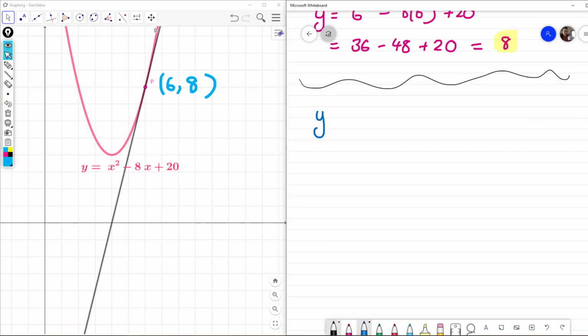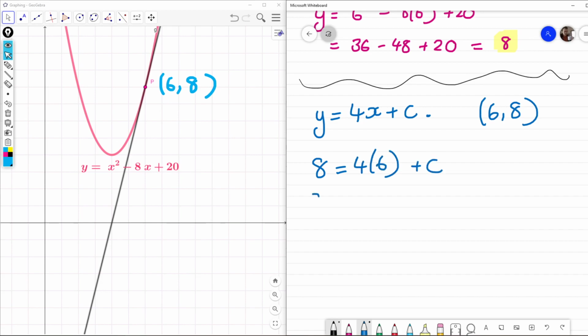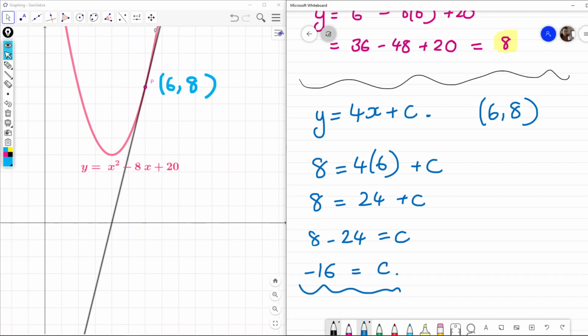So my straight line is y equals 4x plus c. And I know that the point 6, 8 is on that line, so I'm going to replace y with 8, x with 6, and I'm going to solve it. If I work this out, I'm going to get an intercept of minus 16. Cool. So the entire equation of the tangent in this case is y equals 4x minus 16.